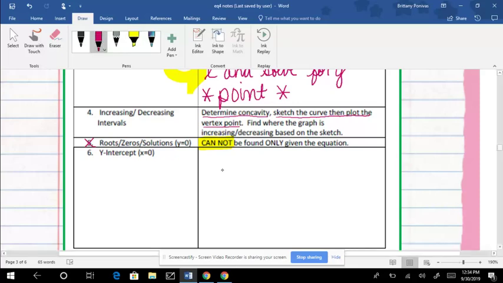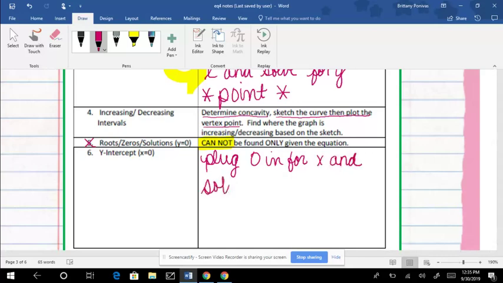And then lastly, y-intercept, you are going to plug 0 in for x and solve for y. The y-intercept is when x equals 0. So into your equation, you are going to plug 0 in for x and solve for y. And then don't forget that this is a point, 0, y.